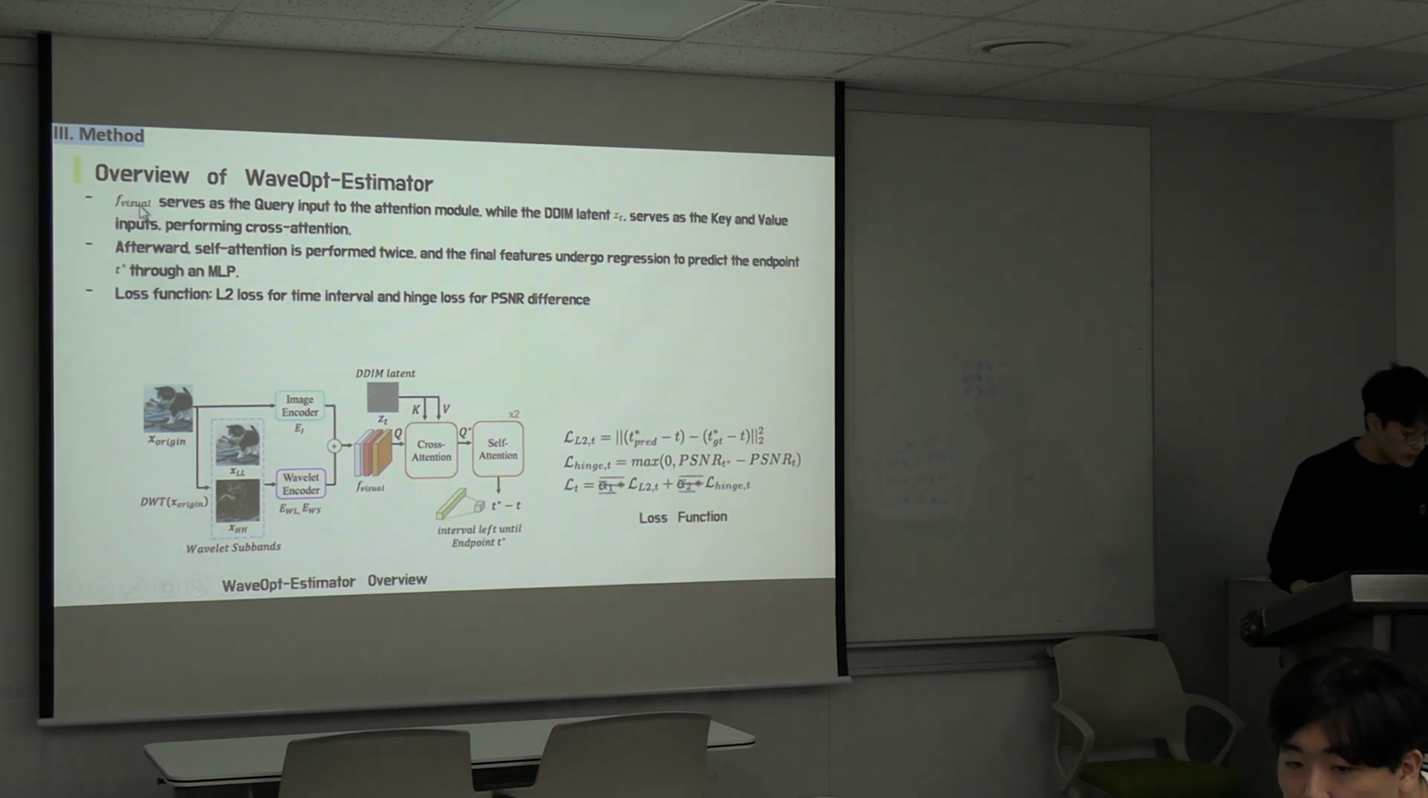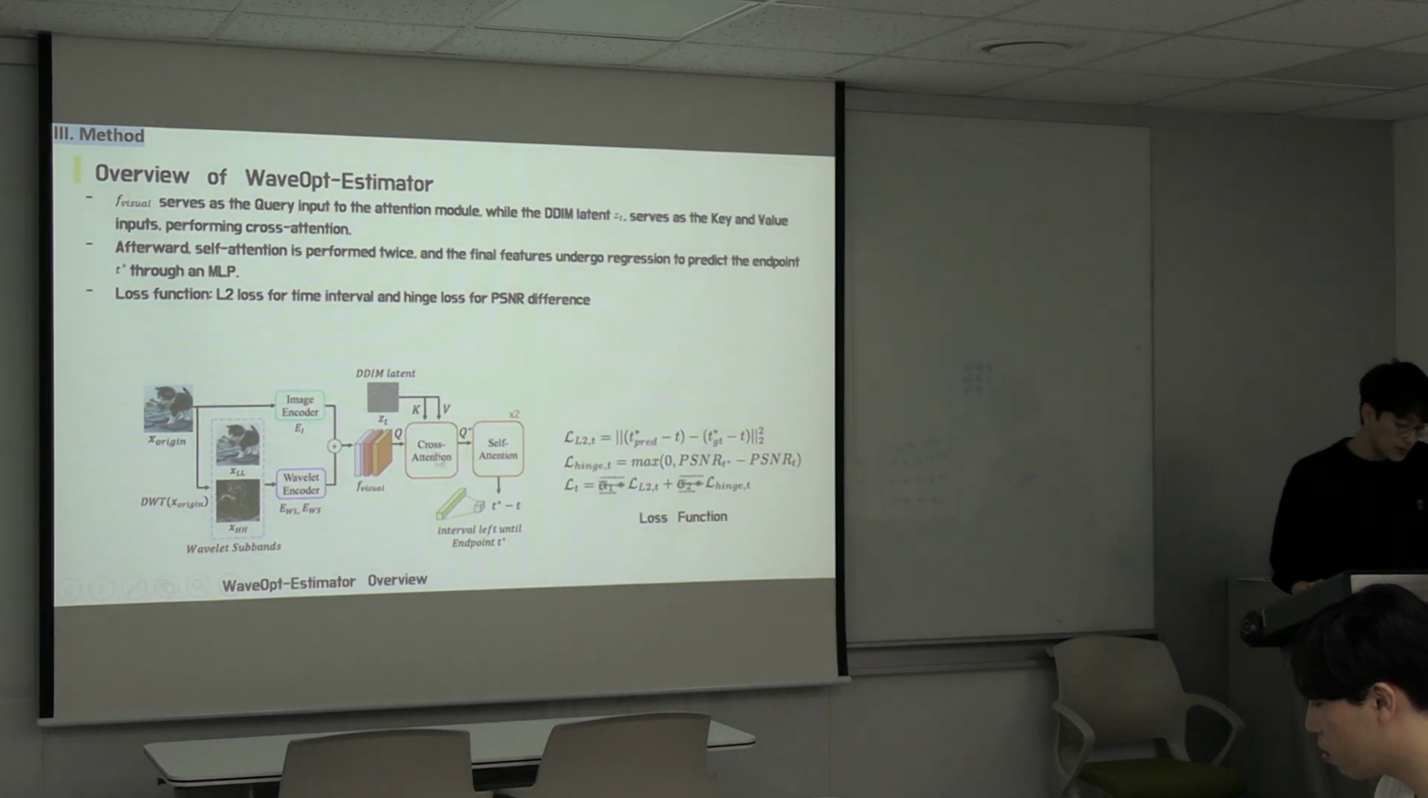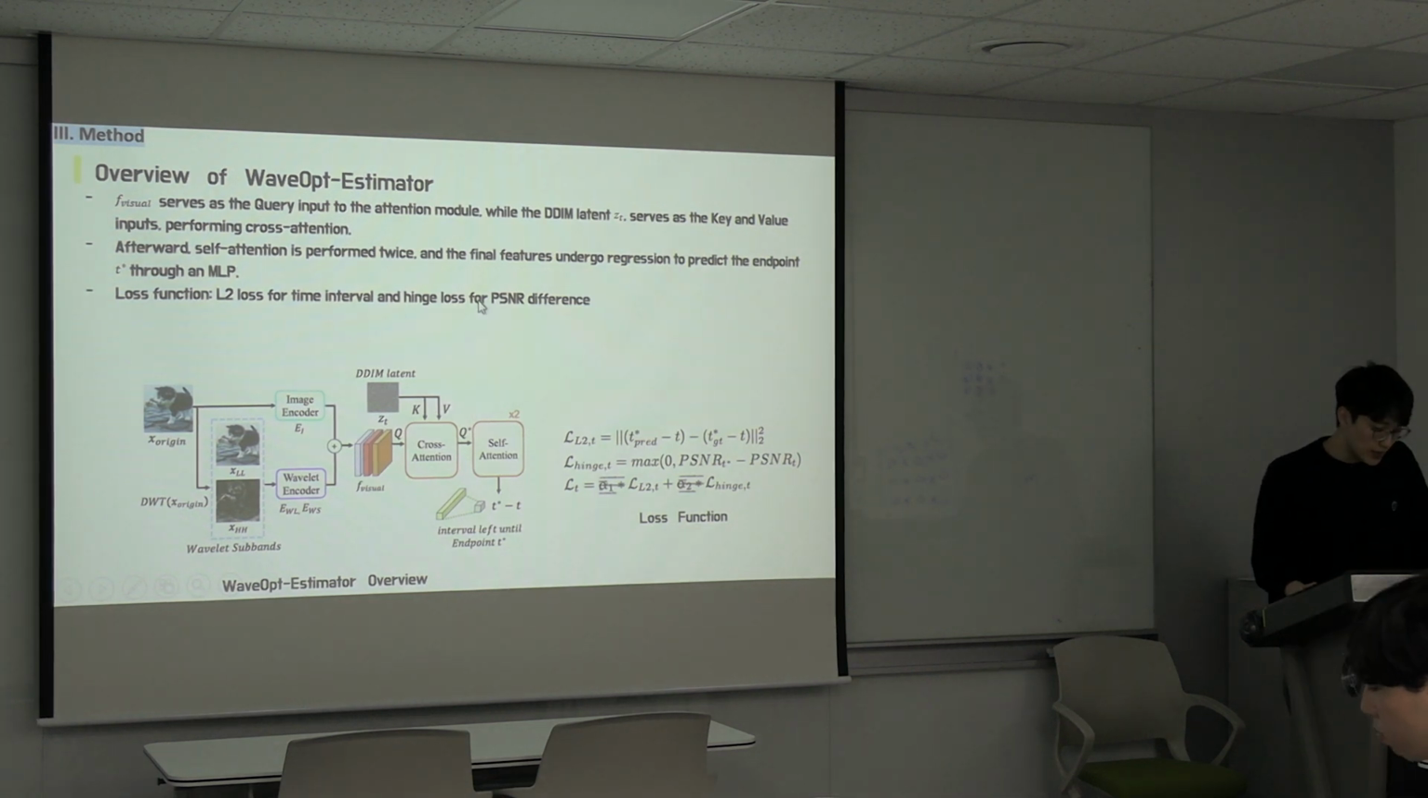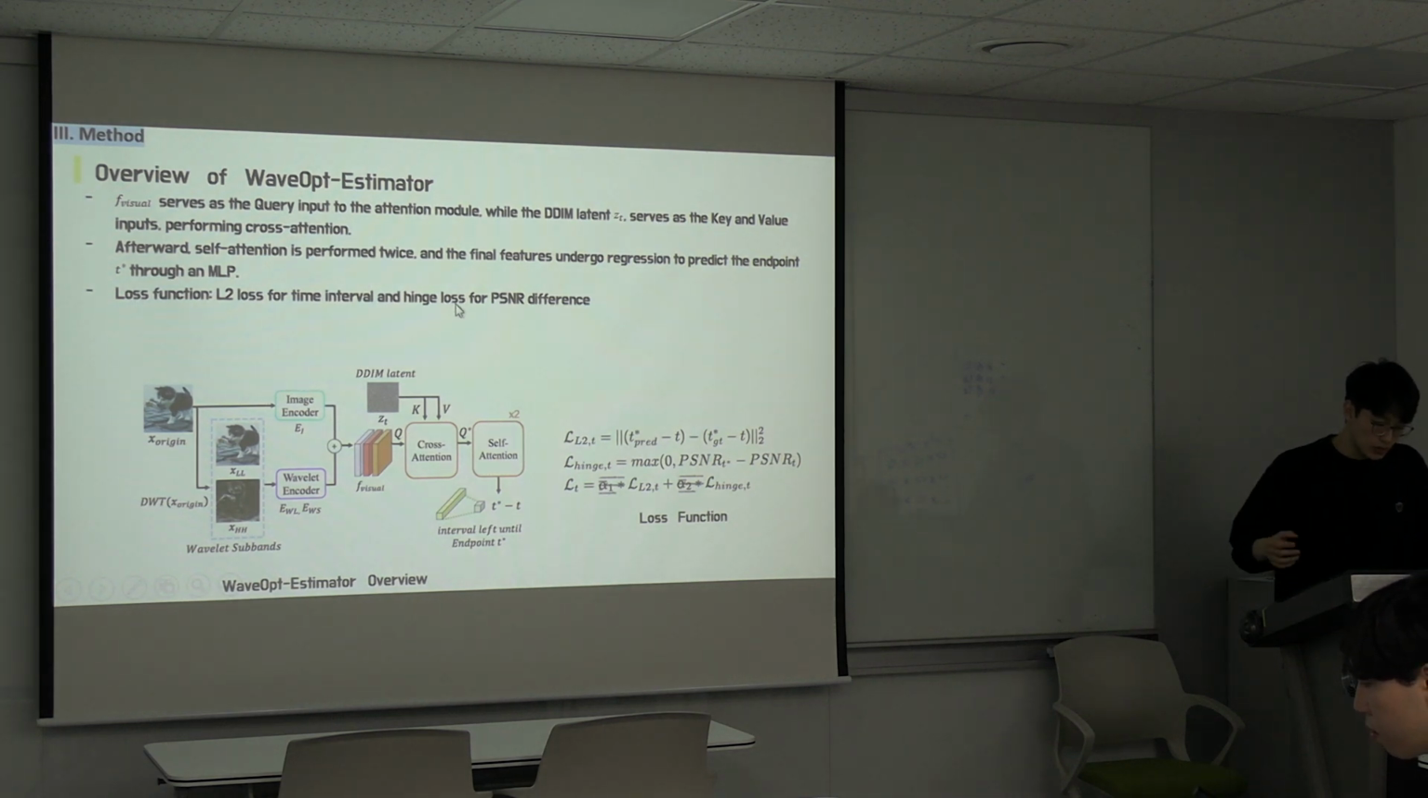And after that, the visual feature serves as the query input to the attention module, and the DDIM latent ZT serves as the key and value input, as you can see here. So our model performs cross attention, and afterward self attention is performed twice, and the final features undergo regression to predict the endpoint T star through an MLP. And we employ L2 loss and hinge loss as the loss function, and these loss functions help the regression of our objective.